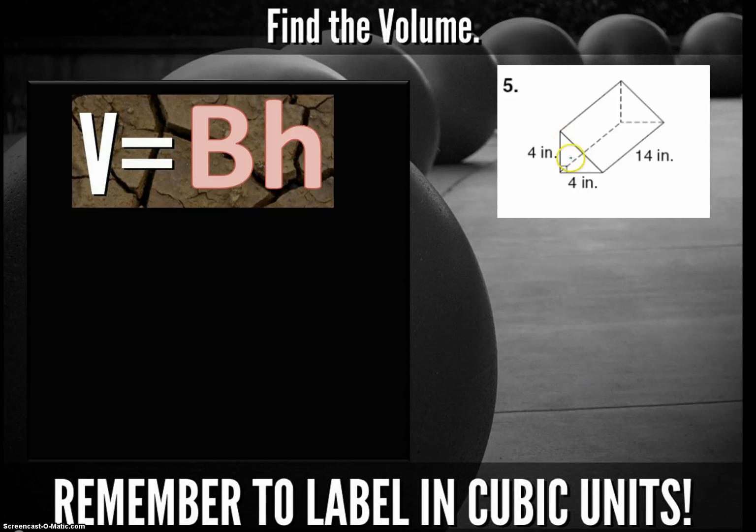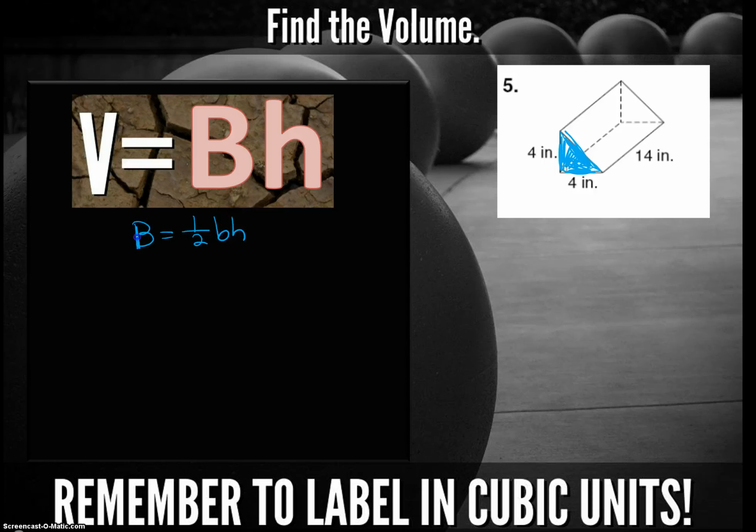Next example, you want to pick the sides that are the same. So in order to have a base, it needs to have two faces that are exactly the same. So the two faces that are the same here are not on the bottom, but on the sides. So you need to color this side in, and then you need to find the area of a triangle. Because it's a triangle, we need to do 1/2 base times height.